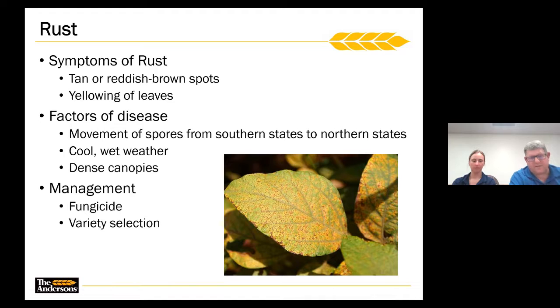And then on the rust side, usually something that we'll see in the south first, and those spores will start to move more into the northern states, but also a pretty common disease. We want to look for those tannish or reddish brown spots that are out there. We want to look for this, especially as we start to get into some really dense canopy scenarios. And then on the fungicide side, what we want to watch for here is those weather patterns as we start to get into some high humidity. Something that's over 75 degrees, or 75% humidity, is really where that foliar disease can start.